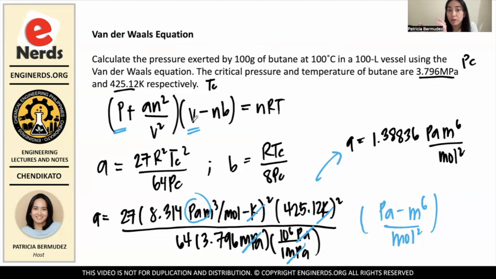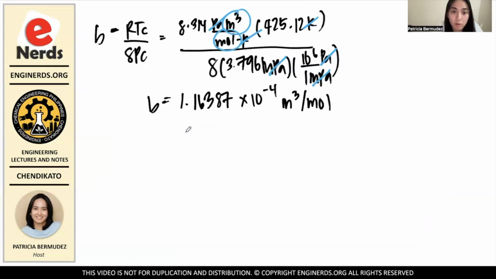Again, hindi mo pwedeng pag-minusin or ipag-add yung dalawang variables na hindi corresponding ang units. And in here, matitira yung unit ng volume, therefore, pwede mo na talaga siyang i-minus sa volume. So, tama yan. And now, let's just find N. So, that is the number of moles.